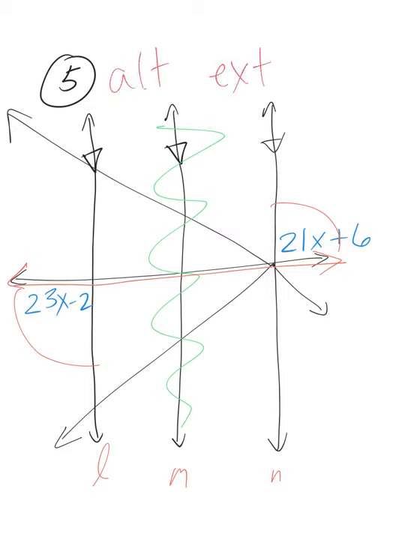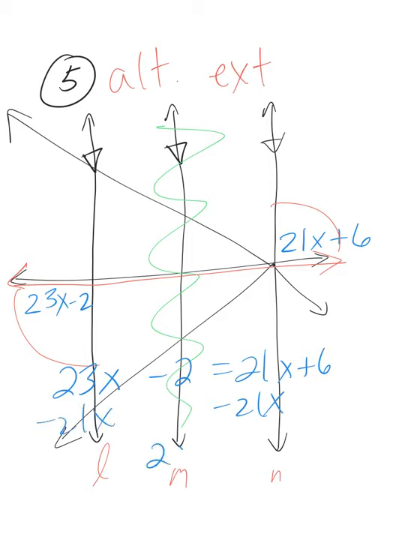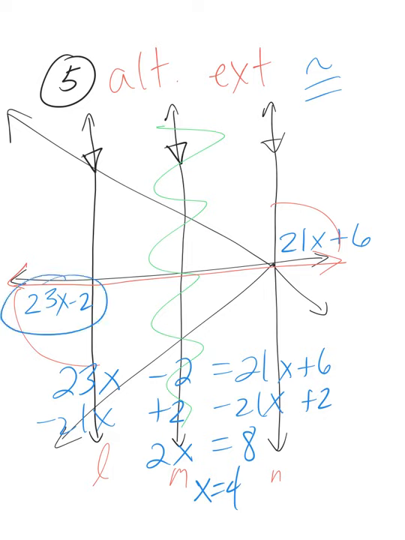23x minus 2 equals 21x plus 6. You would add 2 over here and then subtract 21x. So you should get x equals 4. Because they're going to be the same angle either way, you could plug x into here, or you could plug x into here. It's 90. So either way, they should be the same angle.